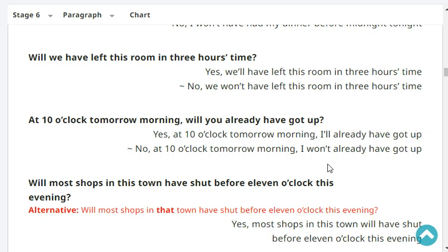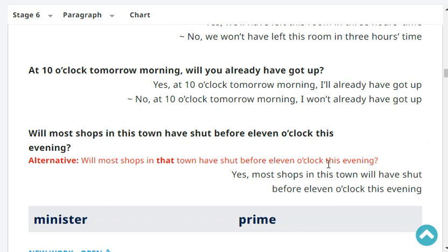At 10 o'clock tomorrow morning, will you already have got up? Yes or no? Yes, at 10 o'clock tomorrow morning, I will already have got up. Very good.